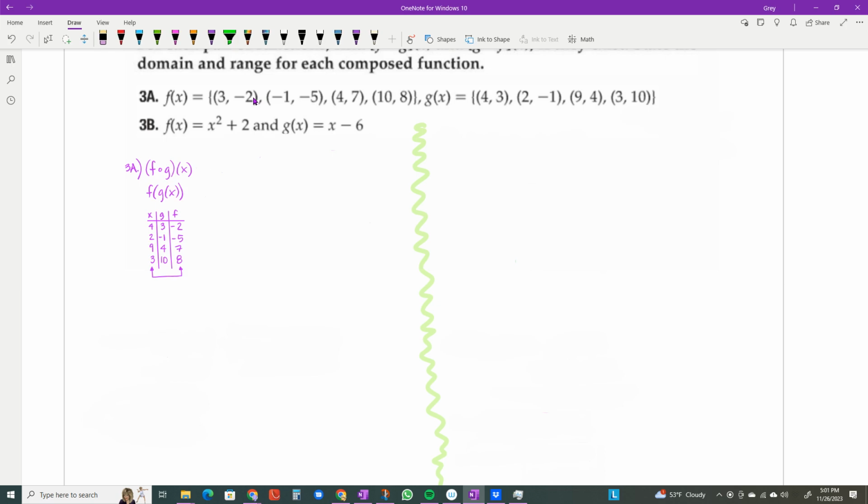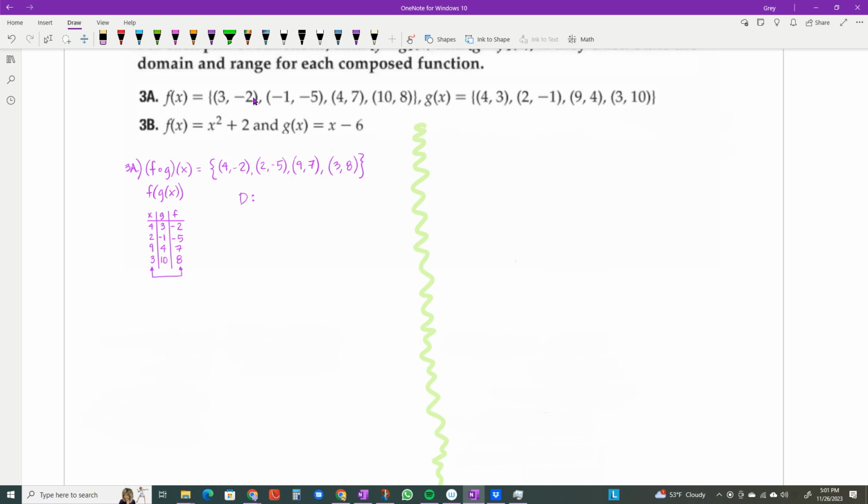So when I write that, the first ordered pair is going to be 4, negative 2. Then I'm going to have 2, negative 5. Then I'm going to have 9, 7, and 3, 8. And that is the composition function of those ordered pairs. The domain is still just the first values, but we write them in order.